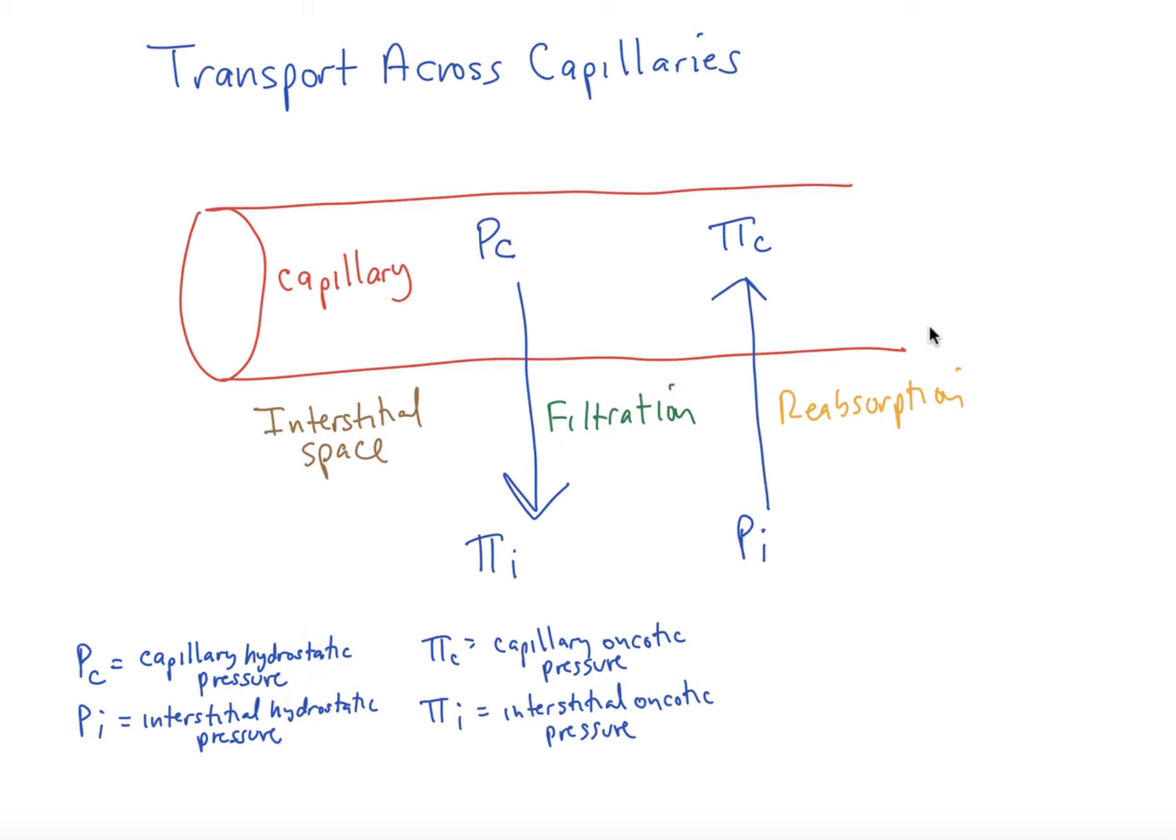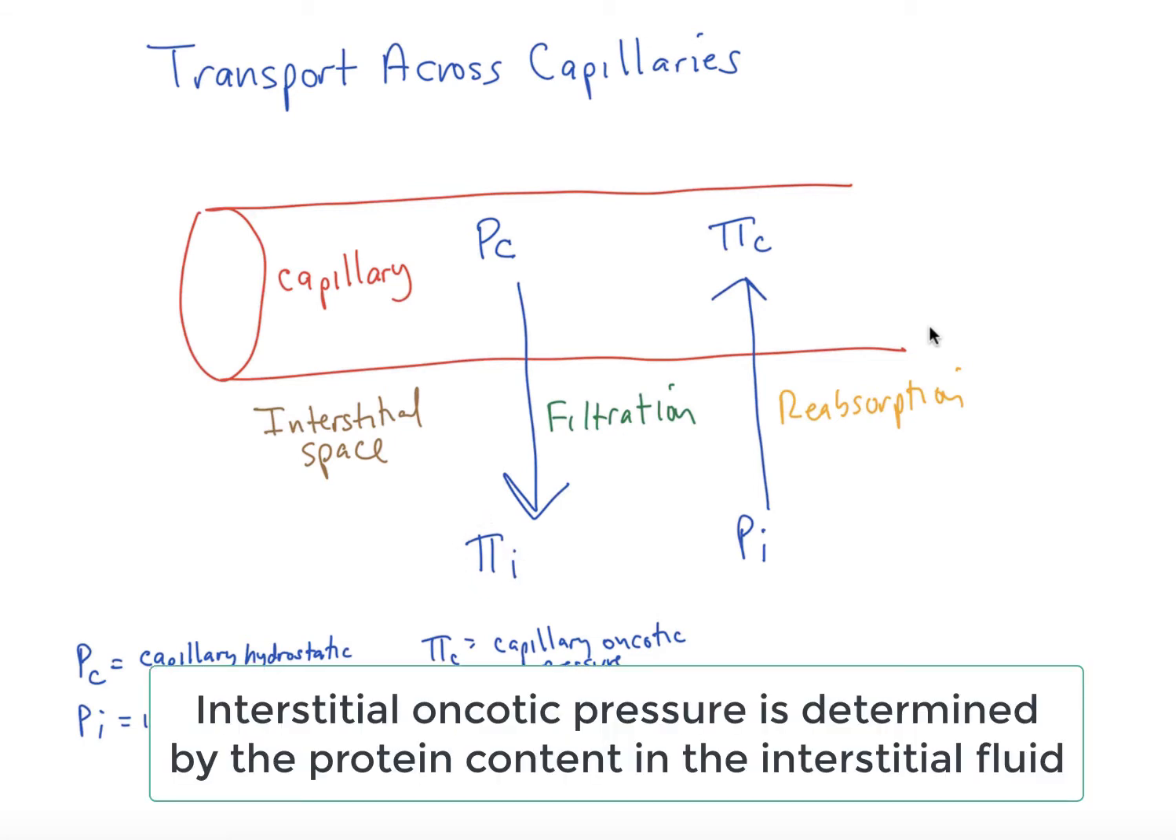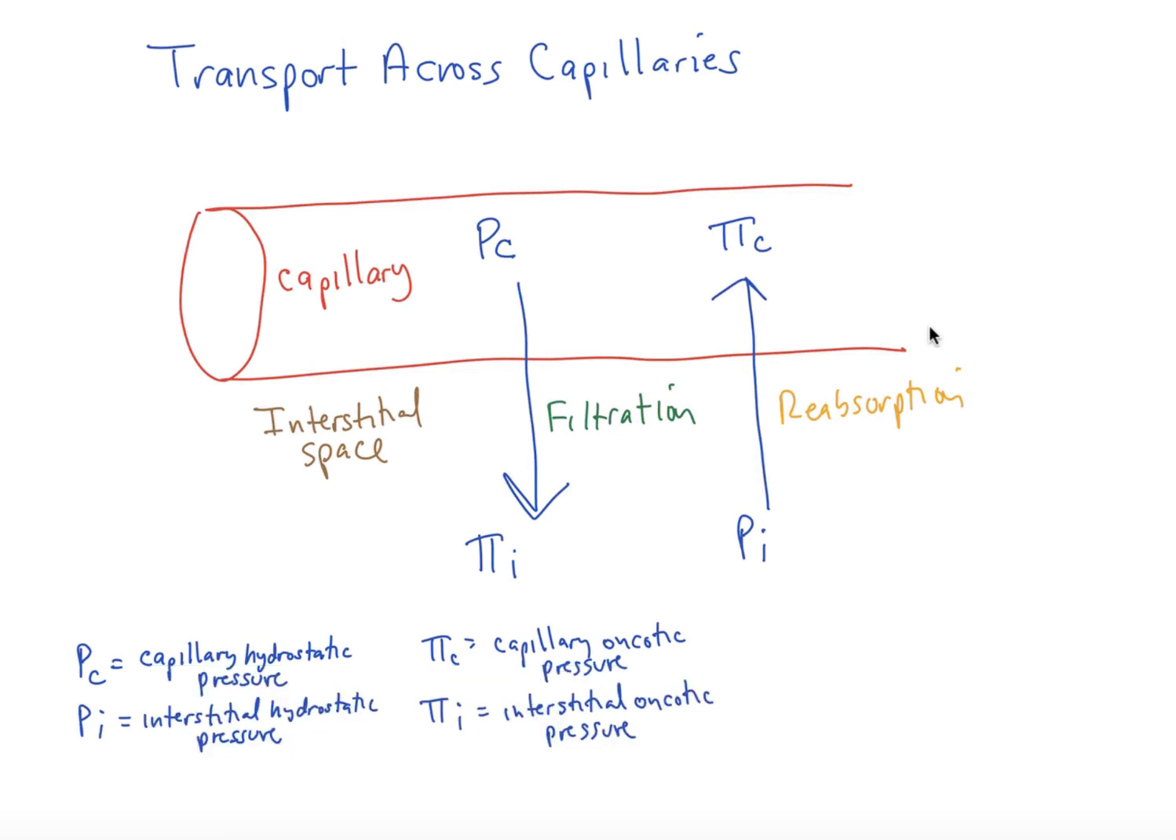So we have this pressure in the capillary, and you can see this pressure pushes fluid out. And we call the movement of fluid out of the capillary filtration. And you can see that there's another pressure that's outside the capillary in the interstitial space, abbreviated pi sub I, and that is the interstitial oncotic pressure. This pressure, think of it as pulling or drawing fluid towards it. So the combination of the P sub C and the pi sub I together are our forces of filtration.